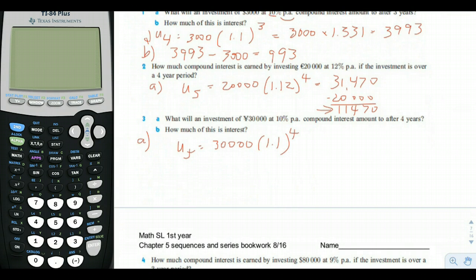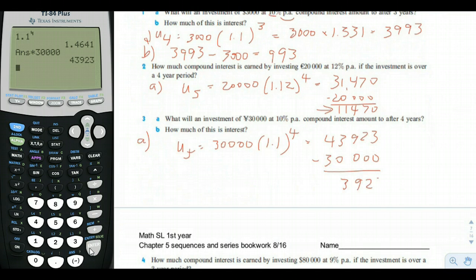Okay, so it's similar to the one above, right? So let's do this on this calculator. Actually, 1.1 to the fourth gives us something like 1,331. No, it's 1.4641. And then we multiply that times 30,000. We get 43,923. How much of that is interest? Well, we subtract off the original amount, and the amount of interest is 3,923. Okay, that's the answer for B.